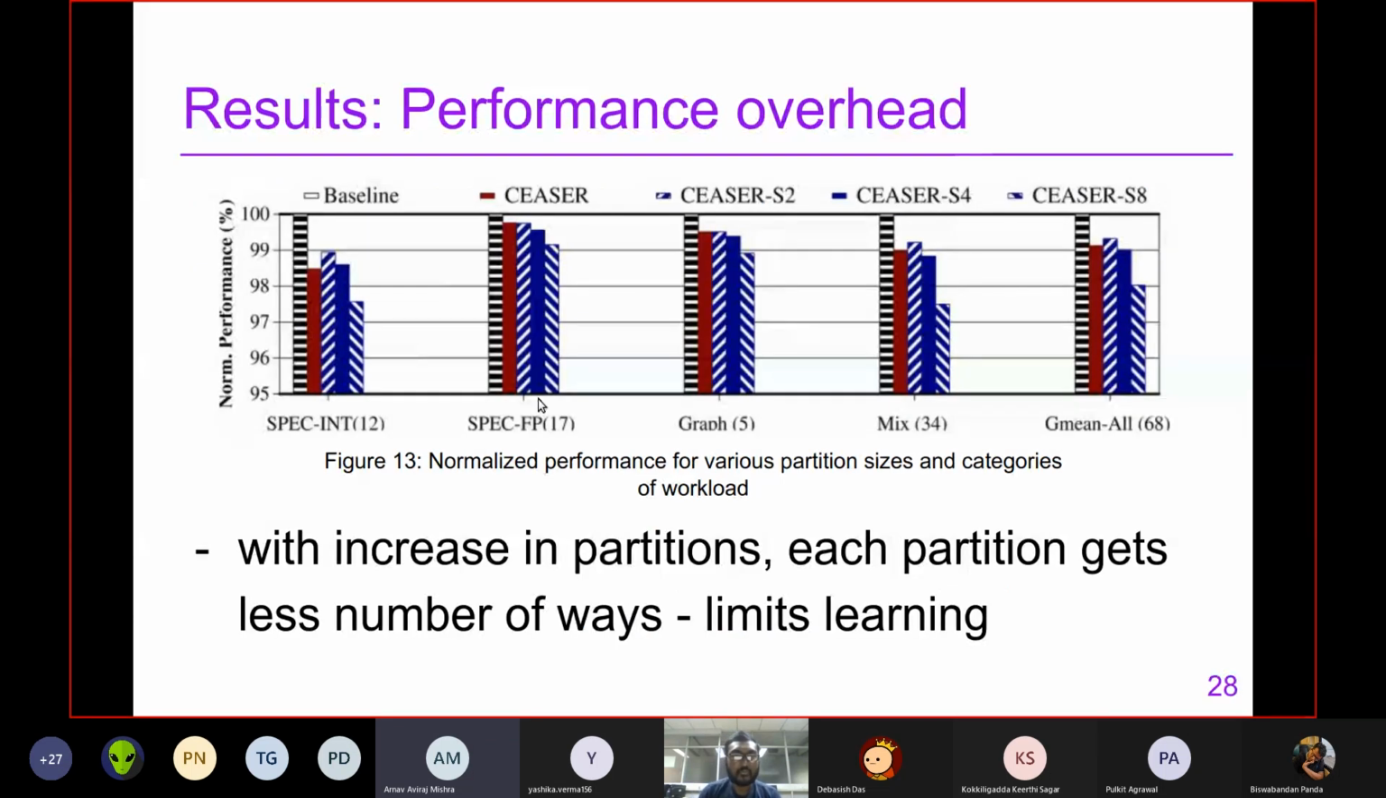So here are the performance overheads. When the number of partitions increases, where S2 is the default implementation, S4 has 4 partitions, and S8 has 8 partitions, the slowdown increases, because each partition gets a limited number of ways, and because of that the replacement policy is not able to learn properly, and that's why we see a drop in performance.